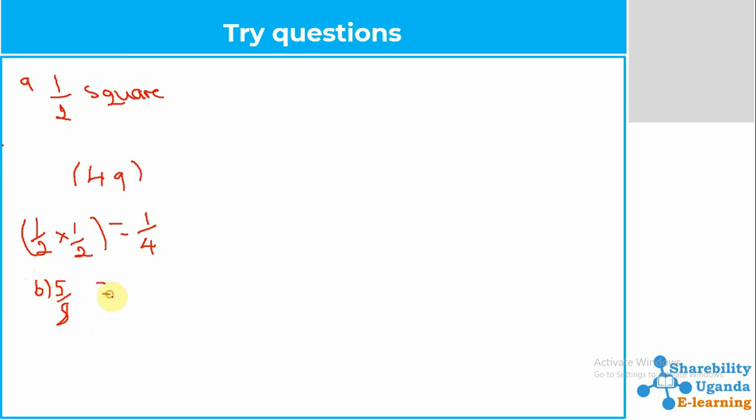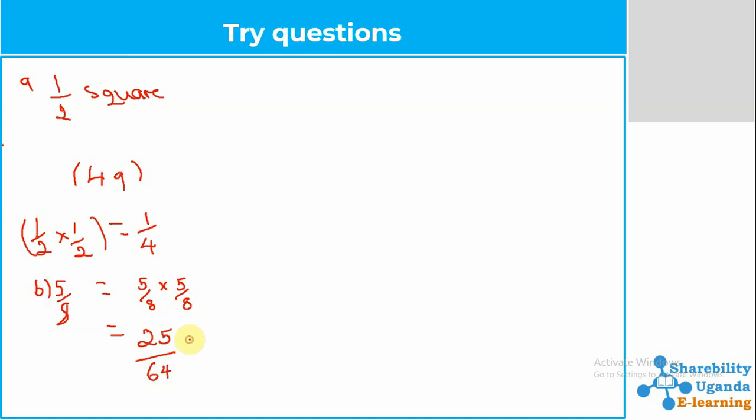So for our 5 out of 8, we shall use the same method. It's going to be 5 out of 8 times 5 out of 8. So for us here, what is 5 times 5? We get 25. Then what is 8 times 8? We get 64.